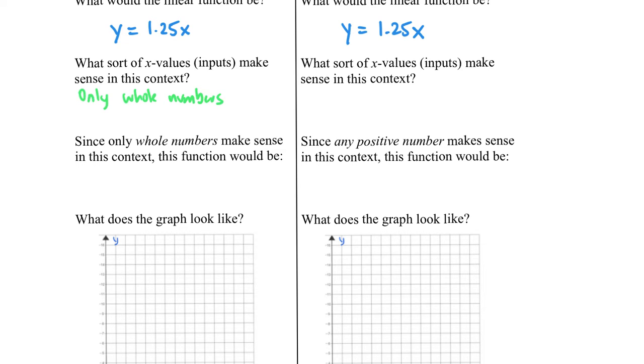make sense. And that's because you can't buy 1.5 bags of candy. You can't buy 1.25 bags of candy. You can only buy 1, 2, 3, 4, etc. And in this case, any positive number makes sense. That's because when you go to buy something from the bulk section at Wegmans, you can buy 1.1 pounds. You can buy 1.5 pounds. You can buy 1.75 pounds. Basically, any number would work.